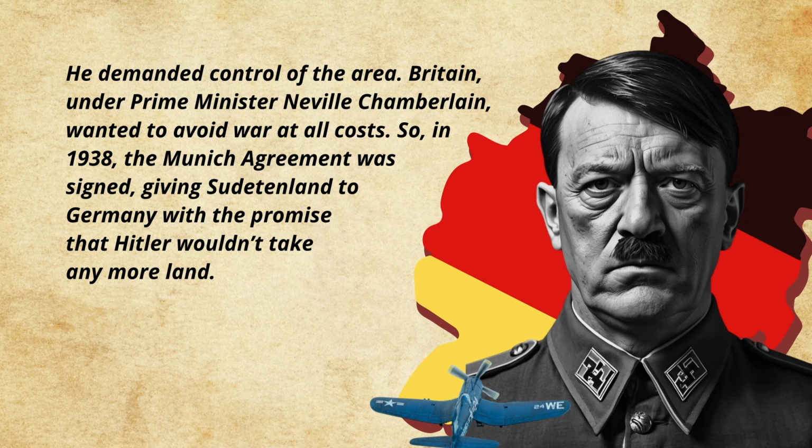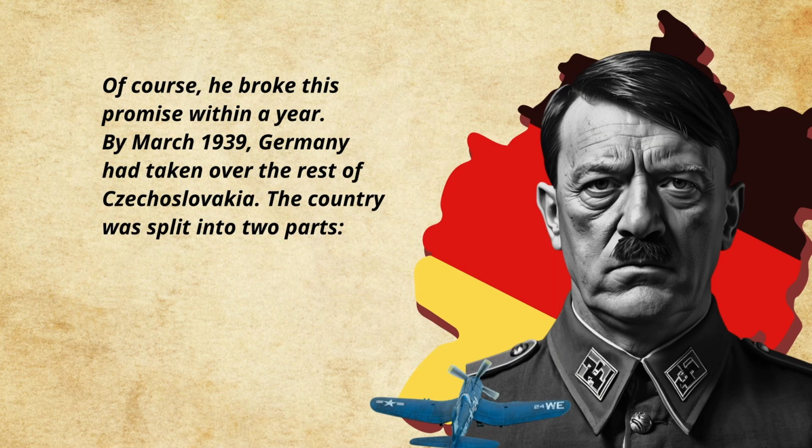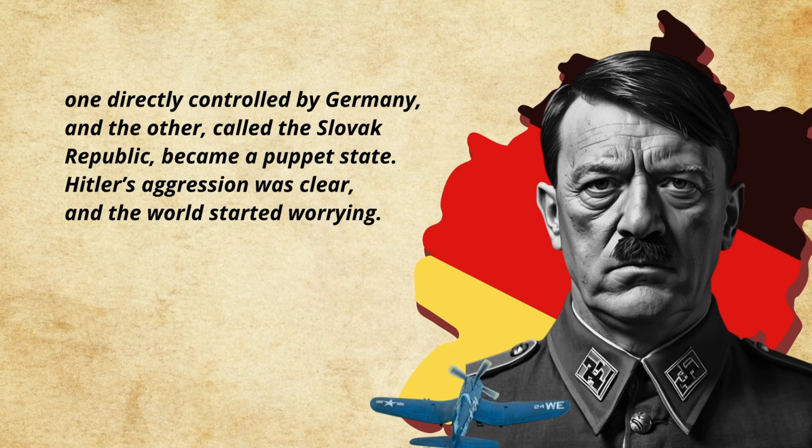Britain, under Prime Minister Neville Chamberlain, wanted to avoid war at all costs. So, in 1938, the Munich Agreement was signed, giving Sudetenland to Germany with the promise that Hitler wouldn't take any more land. Of course, he broke this promise within a year. By March 1939, Germany had taken over the rest of Czechoslovakia. The country was split into two parts, one directly controlled by Germany, and the other, called the Slovak Republic, became a puppet state. Hitler's aggression was clear, and the world started worrying.